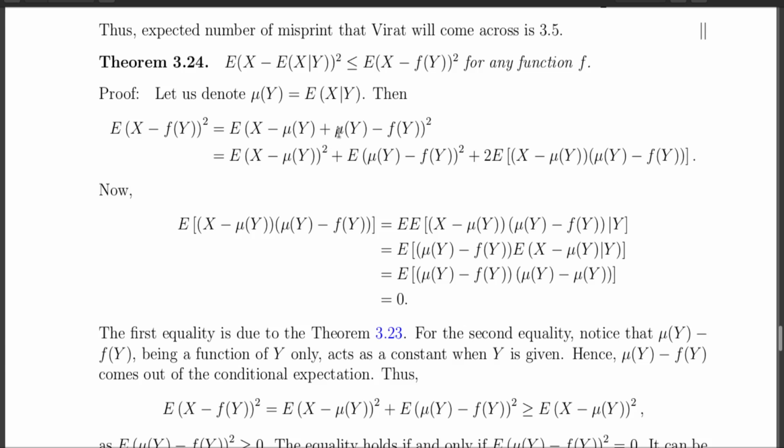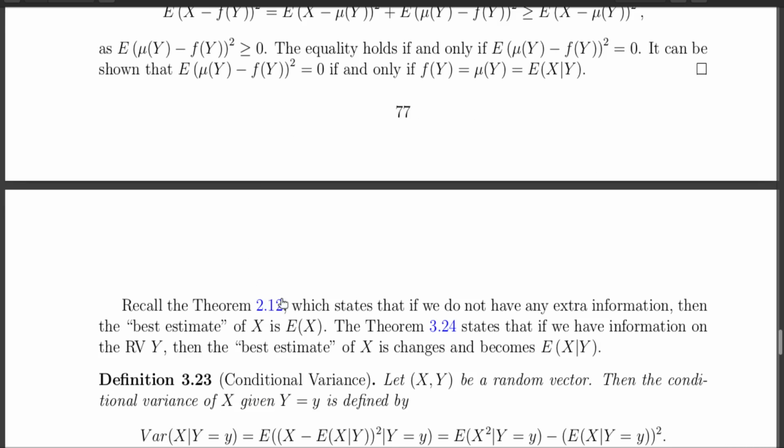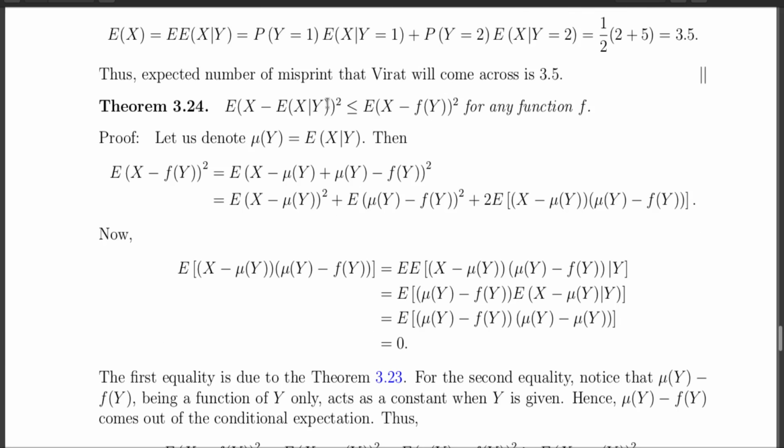The proof technique is again the same as what we did in theorem 2.12. Suppose we denote mu y to be the conditional expectation. We start with this part, then we introduce mu y here and break the square term. Now we will show that this cross product term is zero. Once we show that, this expectation is the same as the sum of these two expectations, and both quantities are non-negative because we have squares. So if I remove this part, this expectation will be greater than or equal to this. That will complete the proof.